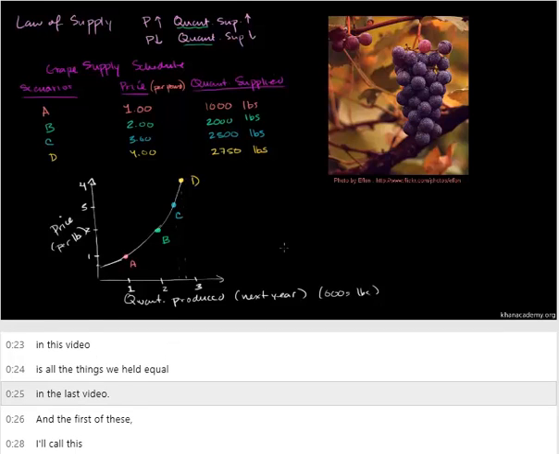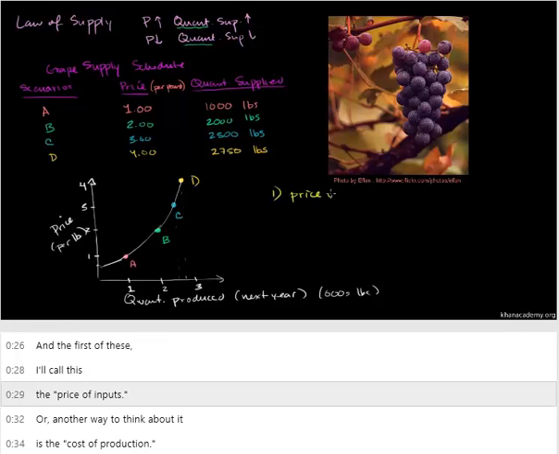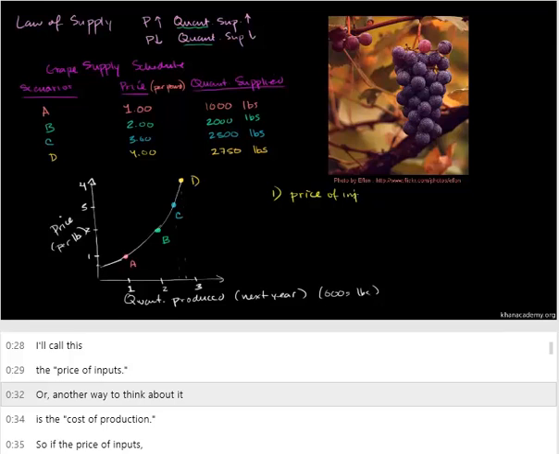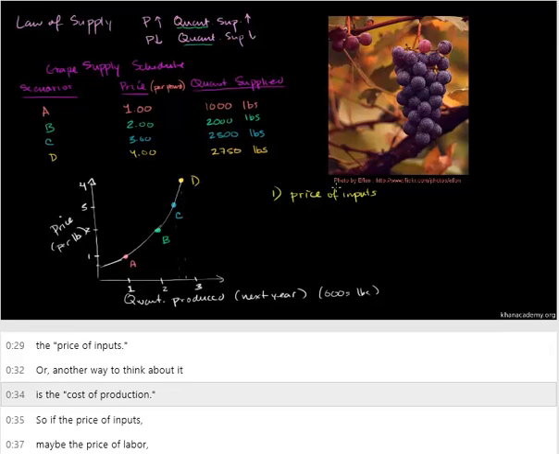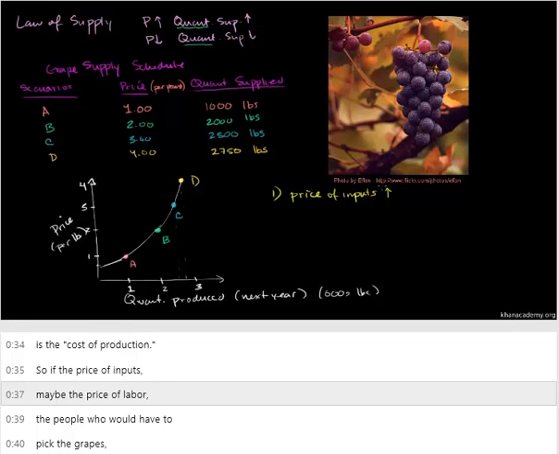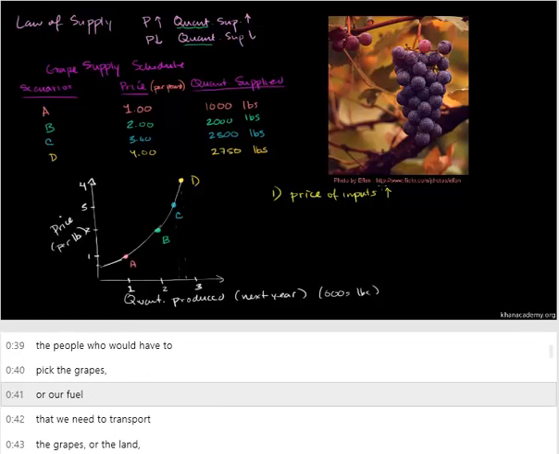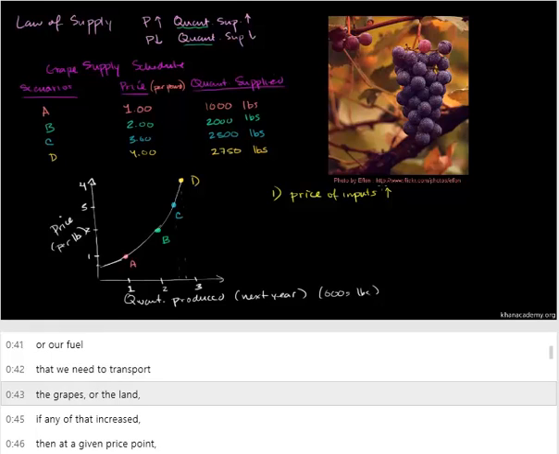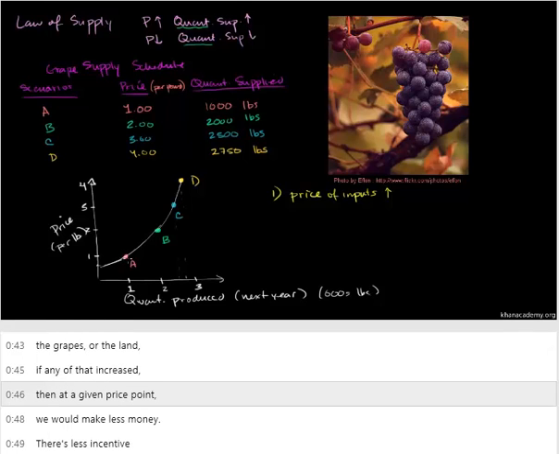Now, what I want to talk about in this video is all of the things we held equal in the last video. The first of these, I'll call the price of inputs, or another way to think about it is the cost of production. So if the price of inputs, maybe the price of labor, the people who would have to pick the grapes, or the fuel we need to transport the grapes, or the land, if any of that increased, then at a given price point, we would make less money.